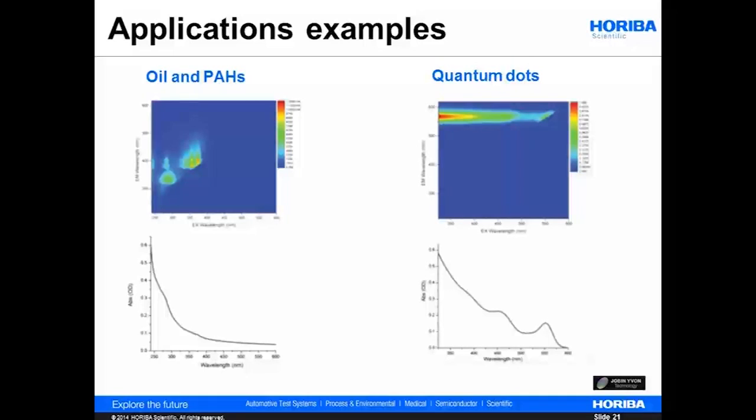Other applications can be related to oil and polyaromatic hydrocarbons analysis, to determine the composition of a mixture or to check the quality of final products, for instance, the absence of contaminants or the enforcement of petroleum fuel specifications. In material science, quantum dots analysis can also be carried out.